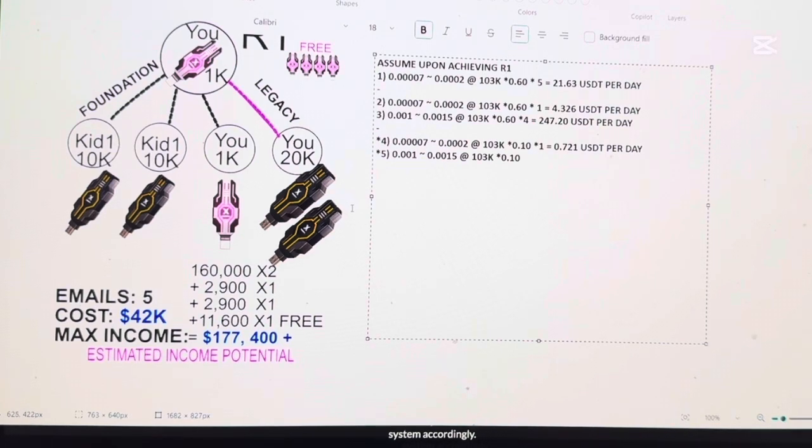Am I right here? You're getting 10% across 4 devices, right? So let's do that. Because you're an R1, you're getting 0.001 times 103,000 times 10% times 4 devices. You're getting an extra 41.2 per day.